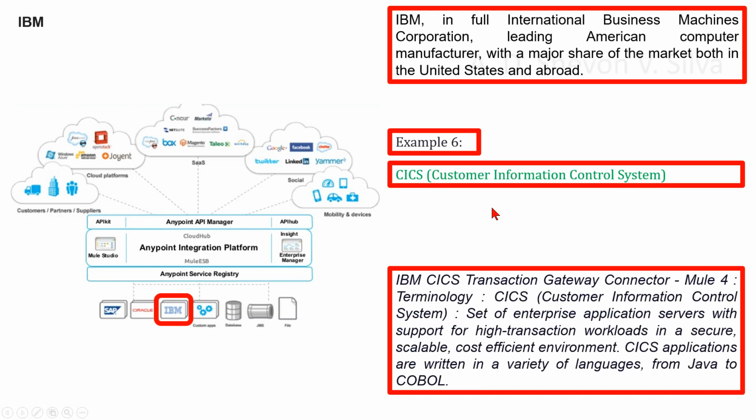Here we are considering CICS, Customer Information Control System, in the IBM CICS Transaction Gateway connector for Mule 4. It is a set of enterprise application services with support for high transaction workloads in a secure, scalable, cost-efficient environment. CICS applications are written in a variety of languages from Java to COBOL.